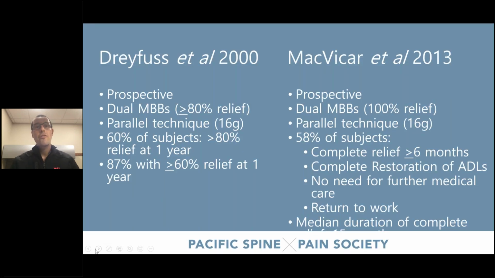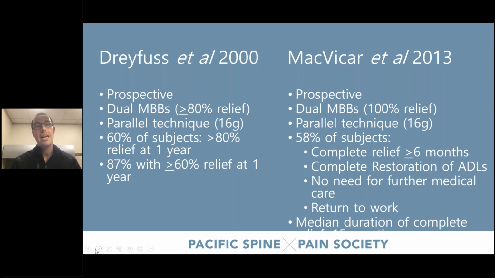Great. So now if we take a look at the literature, what can we learn from the primary data? Well, these are old, well-known landmark studies, the Dreyfus study and the McVicker studies. Both of these were prospective trials that used dual medial branch blocks to select patients. 80% relief in the Dreyfus study, 100% in the McVicker study.